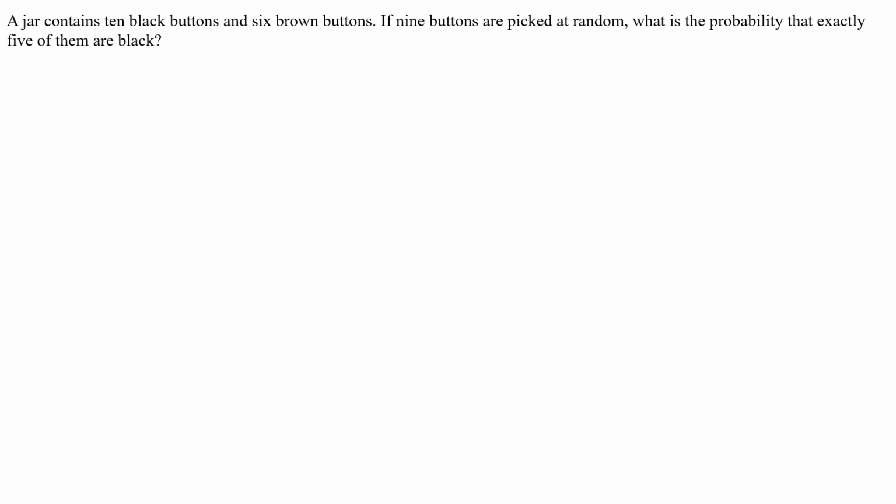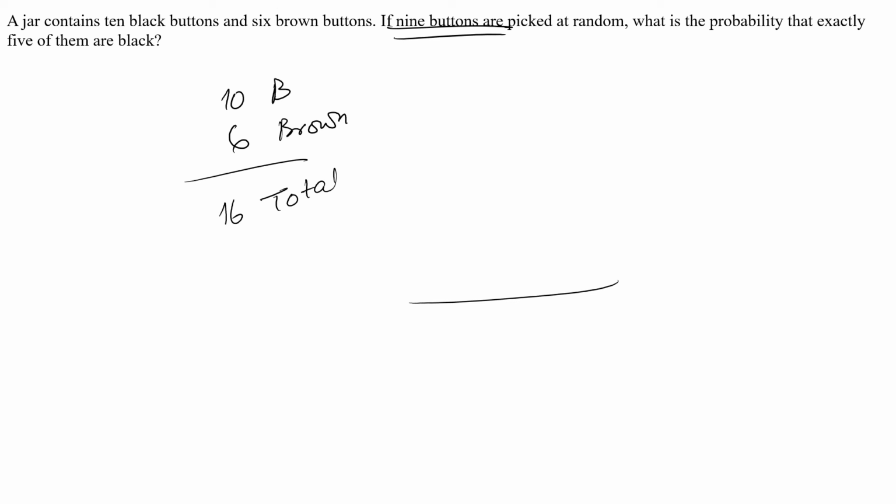A jar contains 10 black buttons and 6 brown buttons. If 9 buttons are picked, so out of the total 16 buttons, the total number of outcomes, you have to pick 9 random buttons. So out of 16, you are choosing 9 random buttons. What is the probability that exactly 5 of them are black?